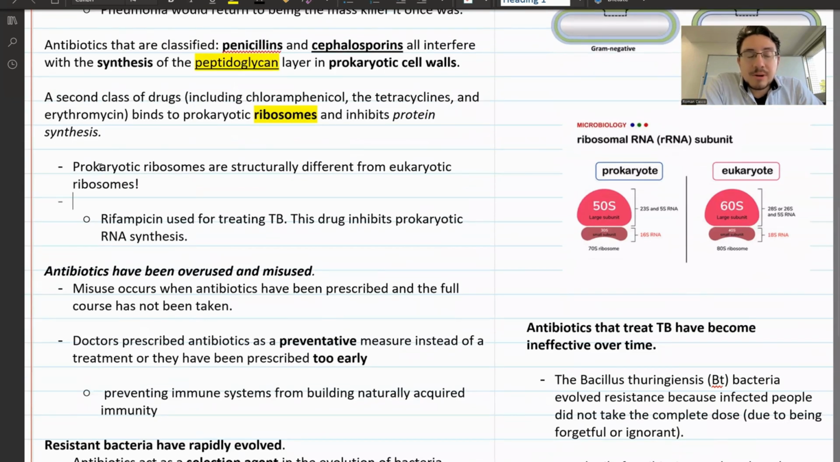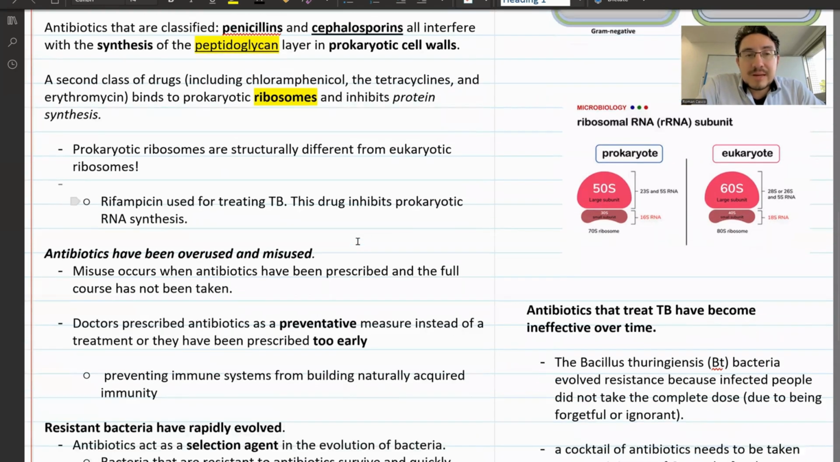Prokaryotic ribosomes are very different. The ribosome itself you can inhibit or break down, so it's quite different from eukaryotic ribosomes, and the structure is a little bit different. A ribosome is made up of RNA and some protein. It's referred to as 50-30 for prokaryotes and 60-40 for eukaryotes. You don't really need to know the composition of both of them, but just know that they're different.